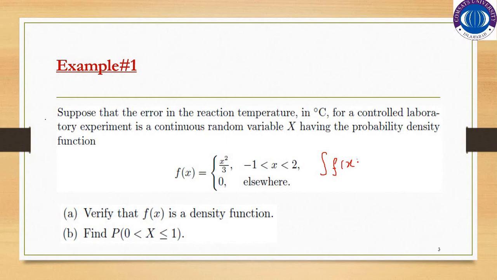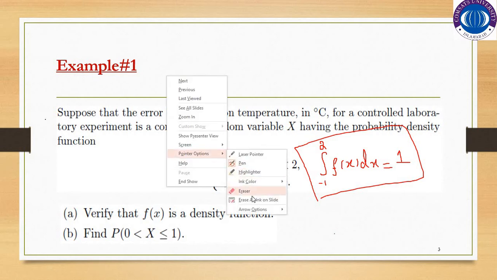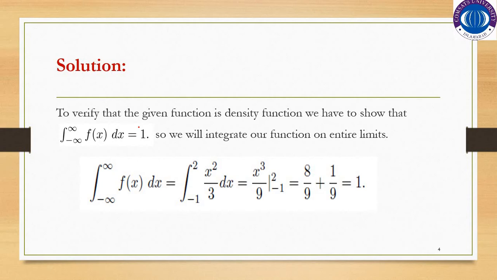on the complete range. The range starts from -1 to 2, d of x, which should equal to 1. If this condition holds, it means that this function f of x is a density function. Now, we will do the same thing here, -1 to 2, x squared by 3 dx.